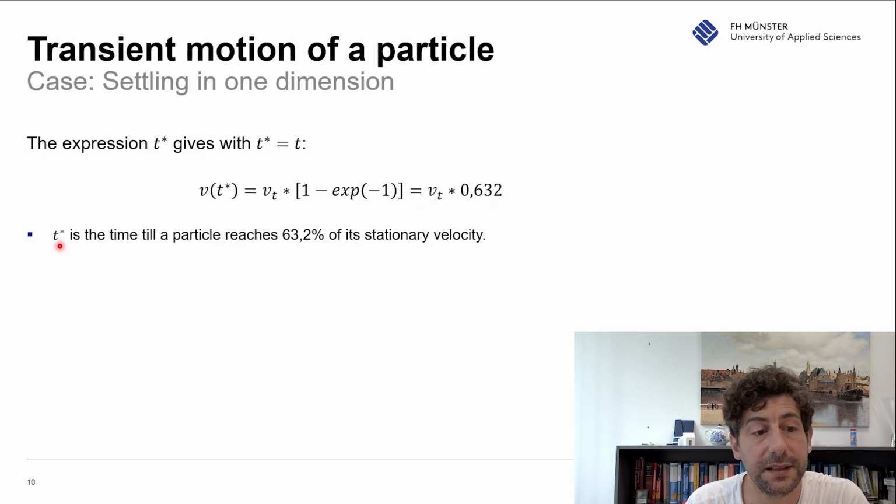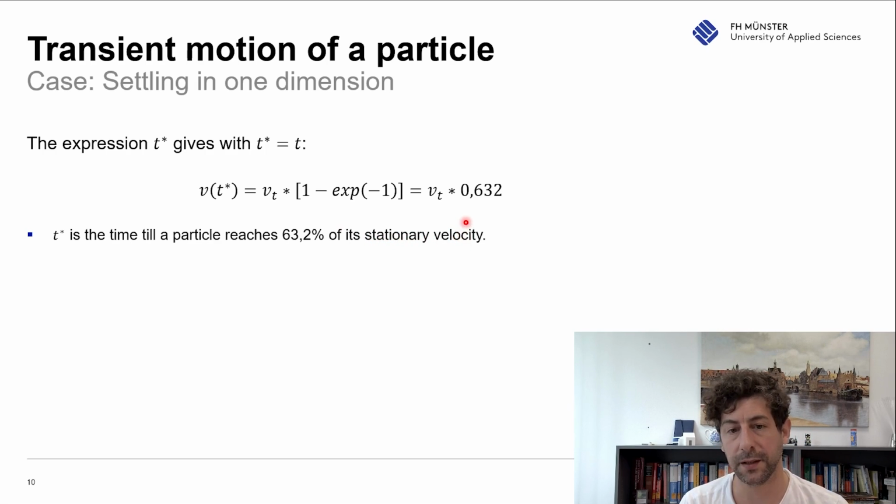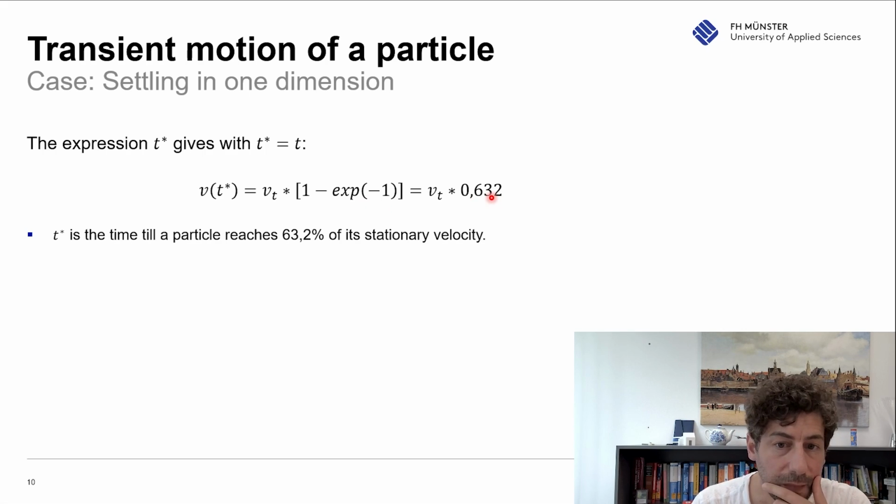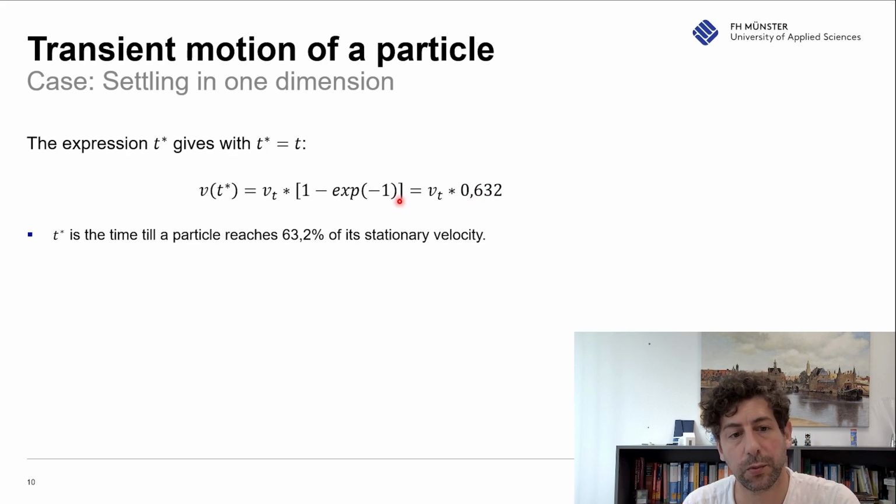So this means t star is the time until a particle reaches 63.2% of its stationary velocity. And this is a very well-known value for exponential functions, or for e functions, right? And if you think a little bit further, this is what I meant before.